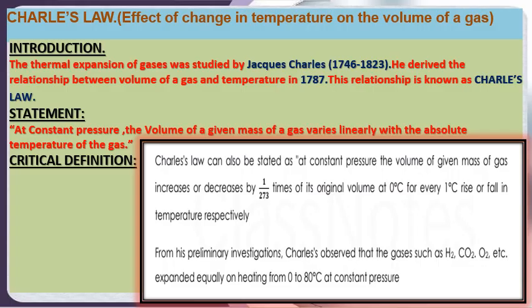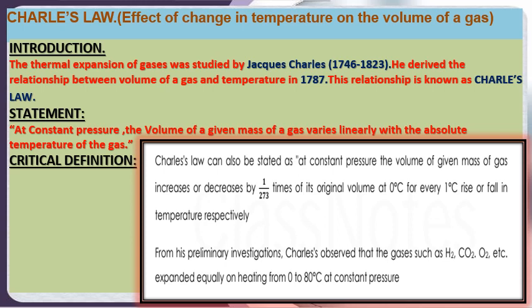Now, this is Charles's law, which explains the effect of change in temperature on the volume of a gas. It was given by Jacques Charles, who derived the relationship between the volume of the gas and the temperature in 1787, and it is termed Charles's law.